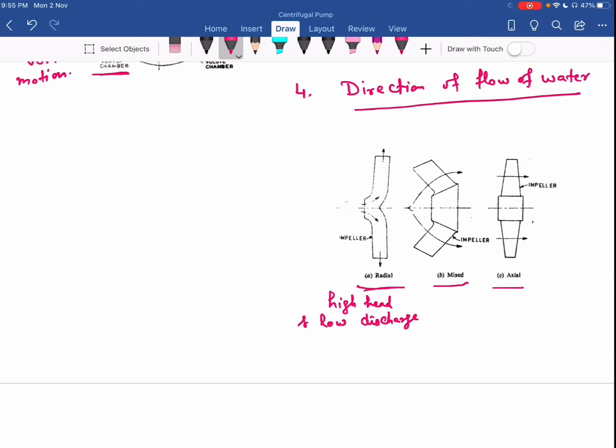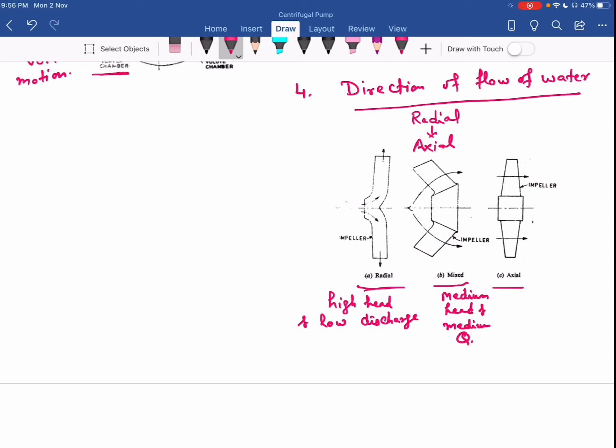Okay, then in mixed flow, here the direction of flow of pump changes from pure radial to axial. So this is used for medium head and medium discharge, used normally in irrigation purpose.